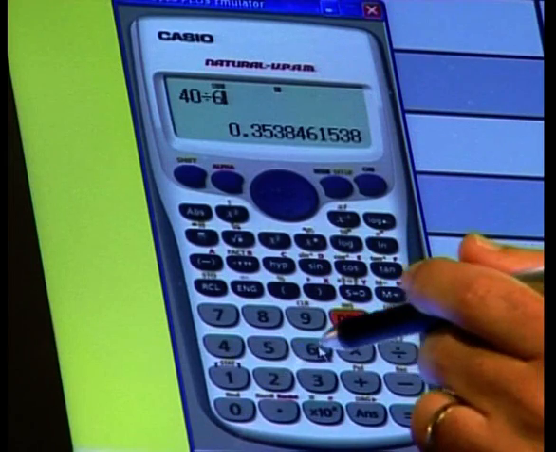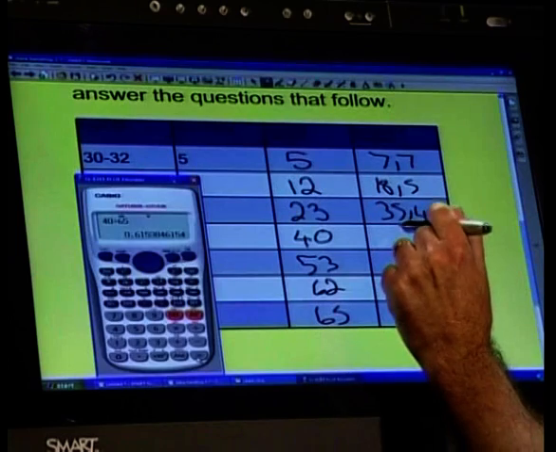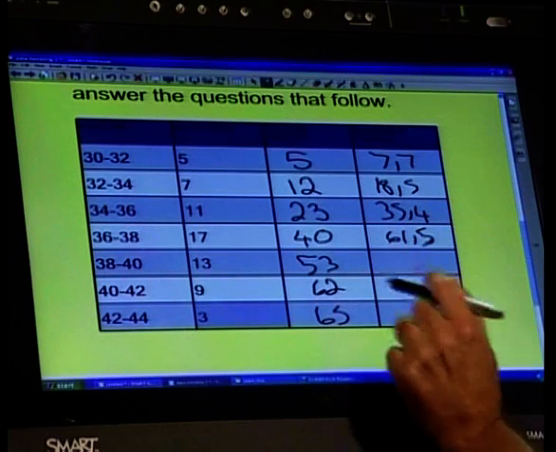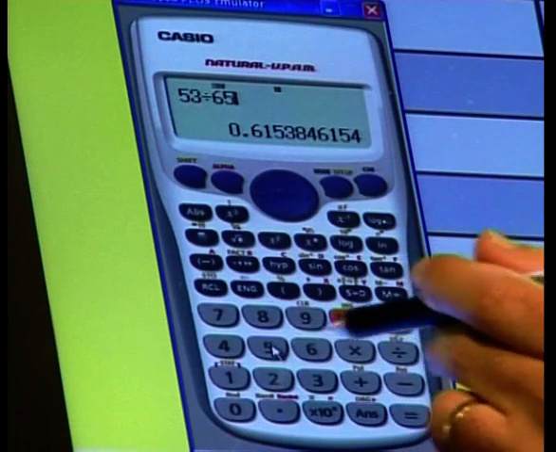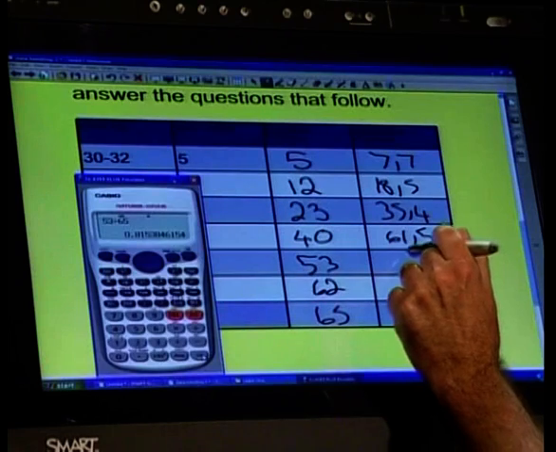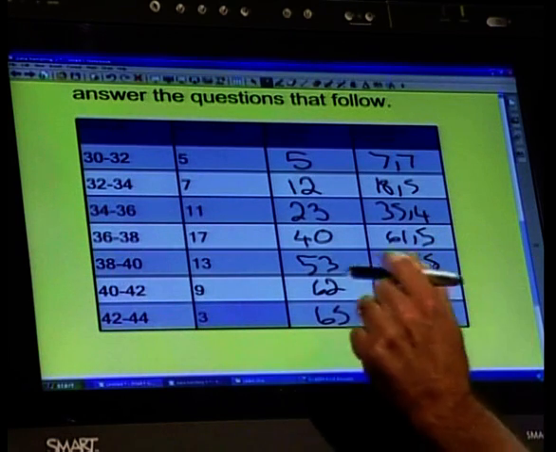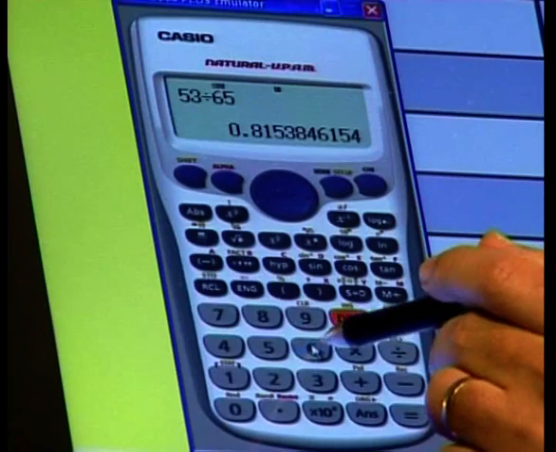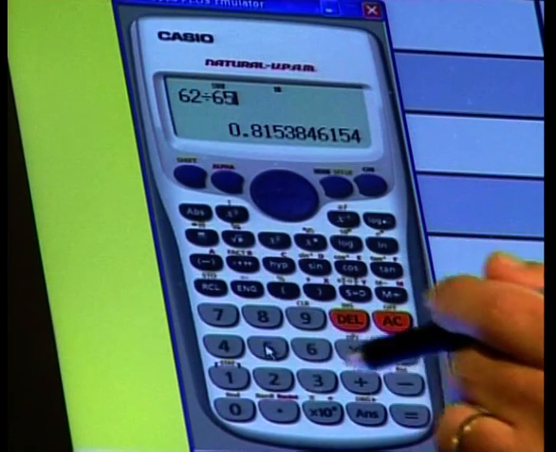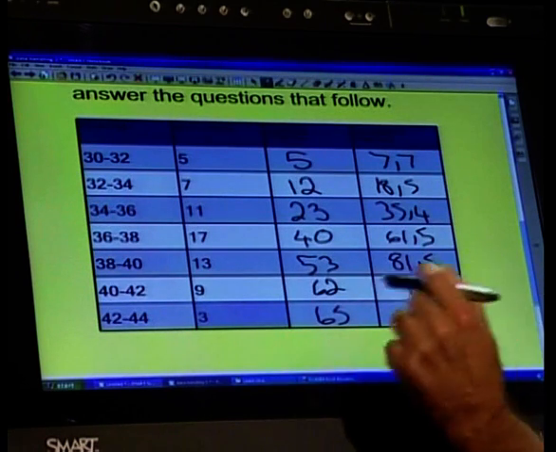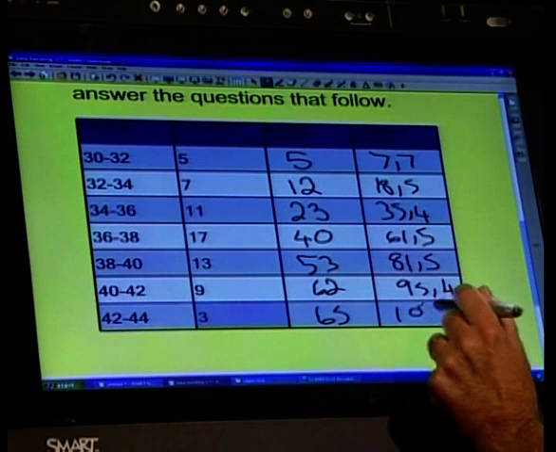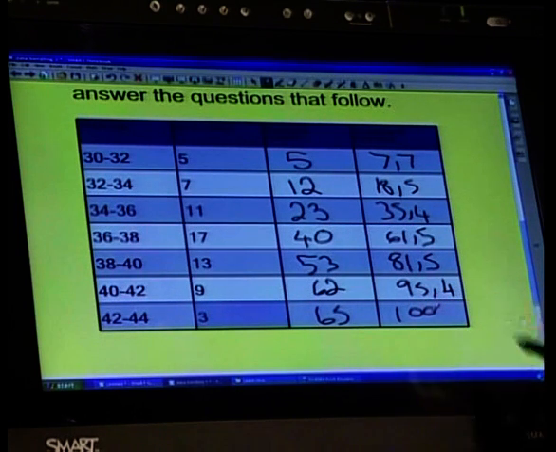40 divided by 65, 61,5. 53, and we're at 81,5%. 62, and that gives us 95,4. And of course, if we divide 65 by 65, we're going to get 100%. So now we have our cumulative frequency chart. This can be used to plot an ogive.